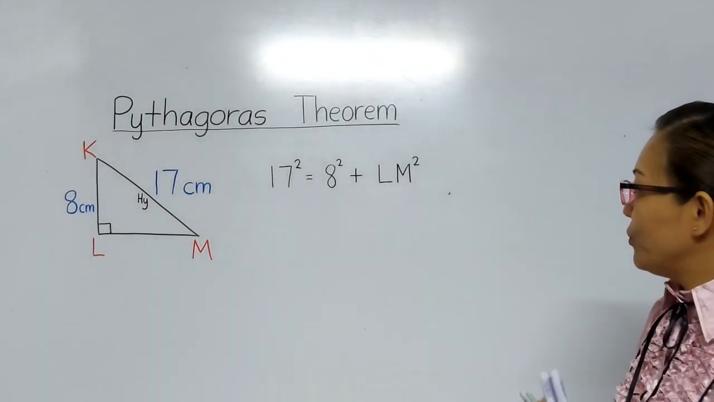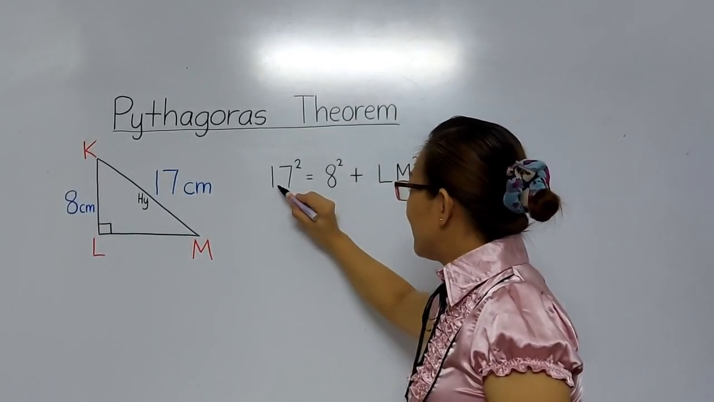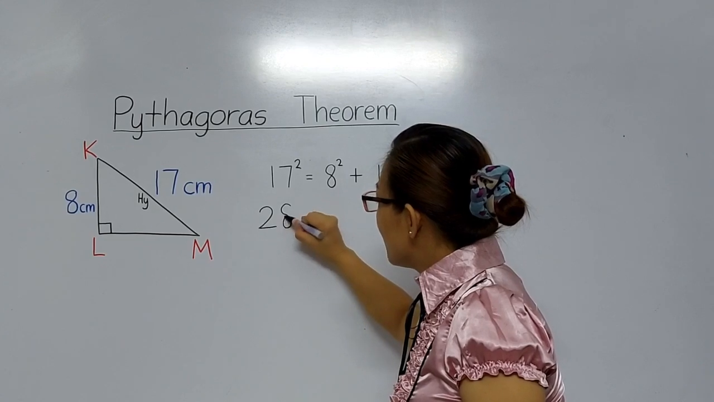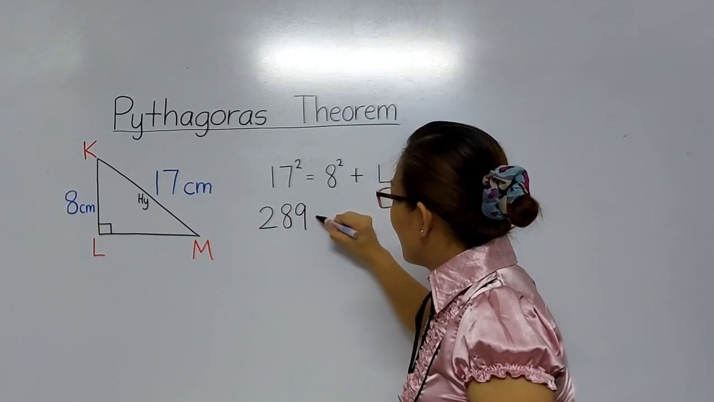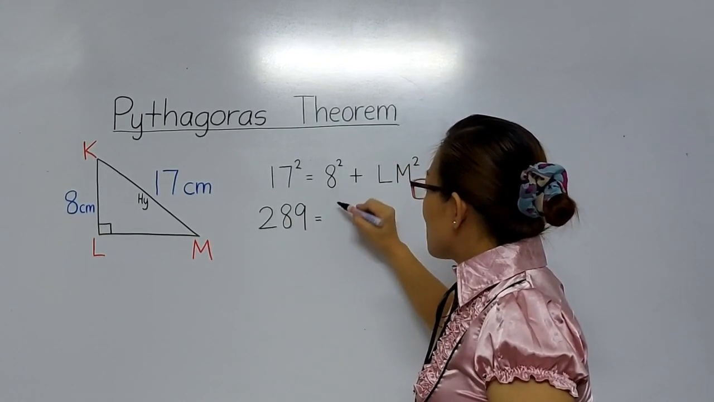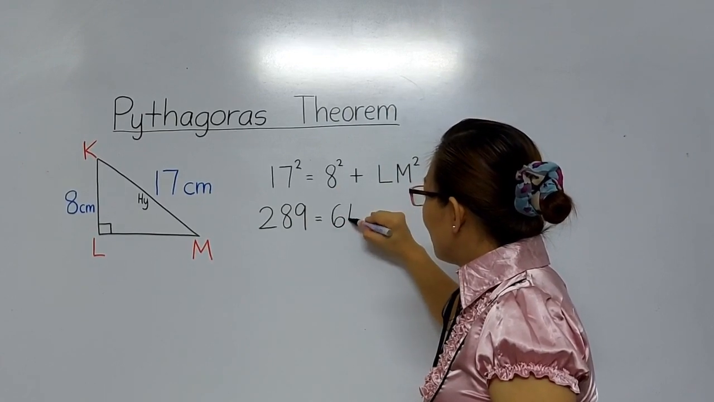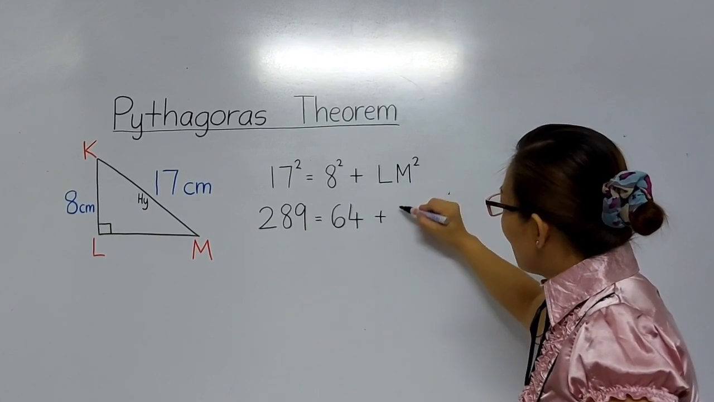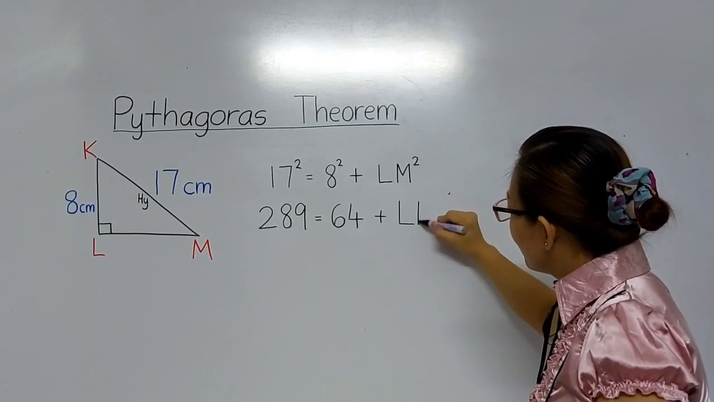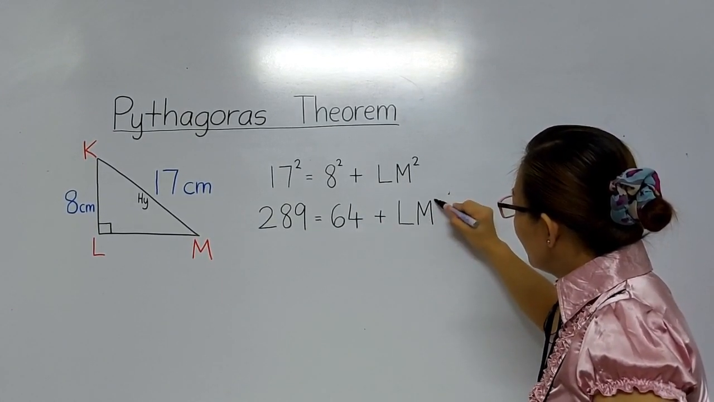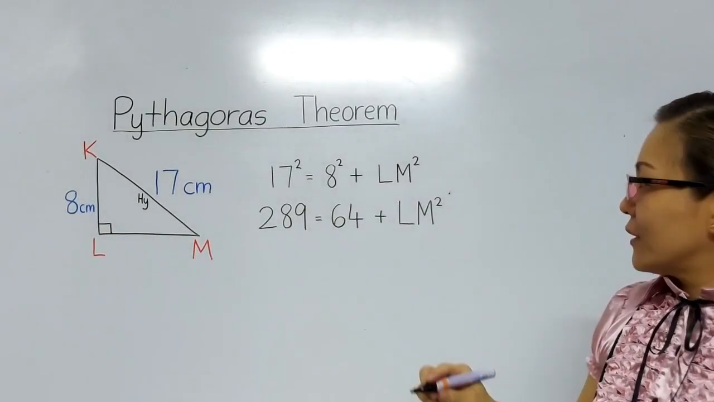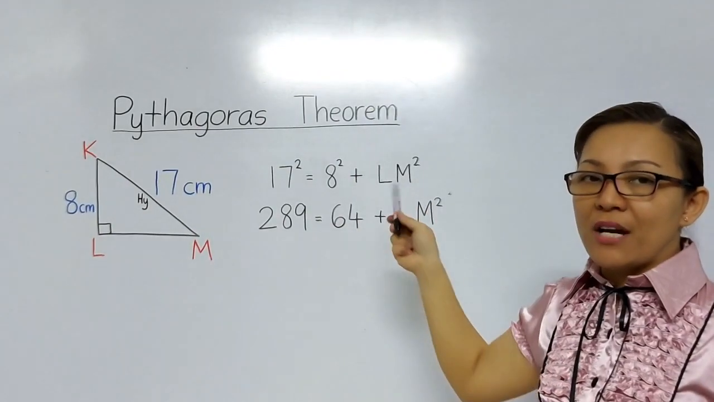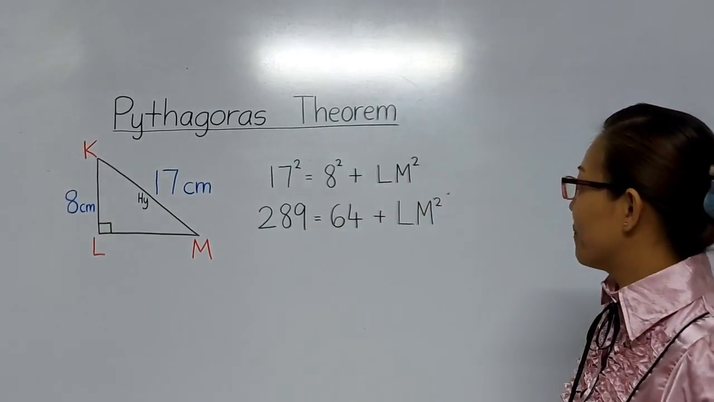Next thing is to expand these numbers. 17 square will give us 289 equals 8 square, 64 plus LM square. Make sure you start the first sentence by putting square for each and every number and name here.